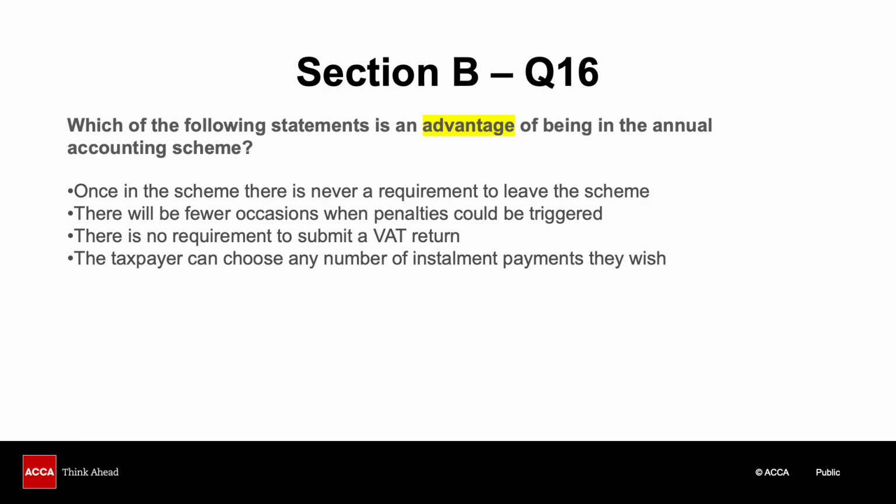Let's look at the other 2 options and why they're not advantages. There's no requirement to submit a VAT return. Well, I'm afraid you still have to submit a VAT return. You do 1 VAT return a year, but you do still need to submit something. And the taxpayer can choose any number of instalment payments they wish. No, they cannot. They normally make 9 instalments, but they could make a request for 3.